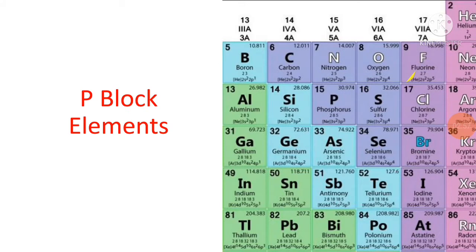And the 17th group is called the halogen family. And the 18th group is called the noble gases. The elements belonging to all these groups are very reactive. One exceptional case is noble gases. Noble gases are less reactive, because for noble gases the outermost shell is completely filled. It is stable and has a low tendency to participate in chemical reactions. So the reactivity of noble gases is very little compared to other elements of P block elements.